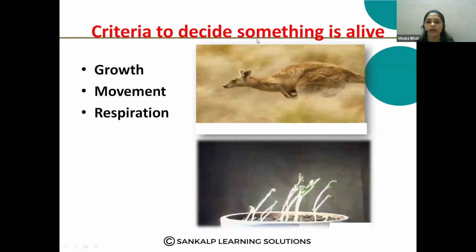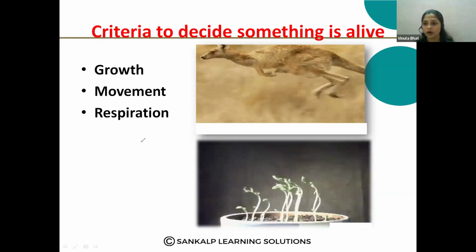So growth you can observe in both animals and plants. Both are living organisms. And for growth, you have to take a certain period of time, for example 1 week or 1 month. If you take a certain period of time, then you can observe the growth in the living organisms. And you can observe movement in both animals and plants, in all living organisms.